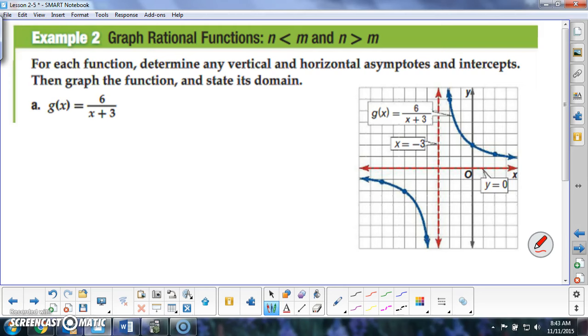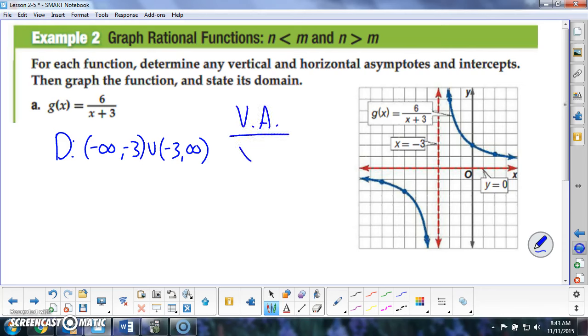So example 2 is slightly different. It says for each function determine any vertical and horizontal asymptotes, like we did in the last problem, and intercepts. So that's one more additional thing we need to find. Then graph the function and state its domain. So just a few more parts that we need to find. On this problem, you can see the domain is going to be all numbers except for -3, because if you put -3 into that function, you're going to get a 0 in the denominator, which means we've got a vertical asymptote at x equals -3, because that's the one value we can't put in.